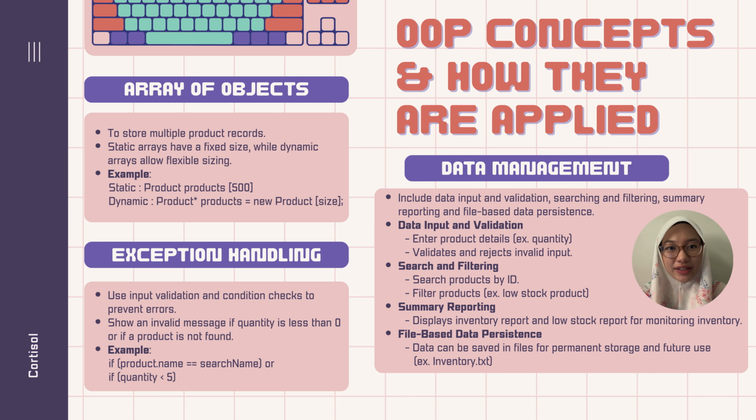Next, we move to the array of objects. To manage the inventory, we use an array of objects. This allows us to group multiple product records under a single identifier. For example, we can implement static arrays for fixed inventory size. Or, for more flexibility, we use a dynamic array, which allows the system to scale based on the user's specific needs at runtime.